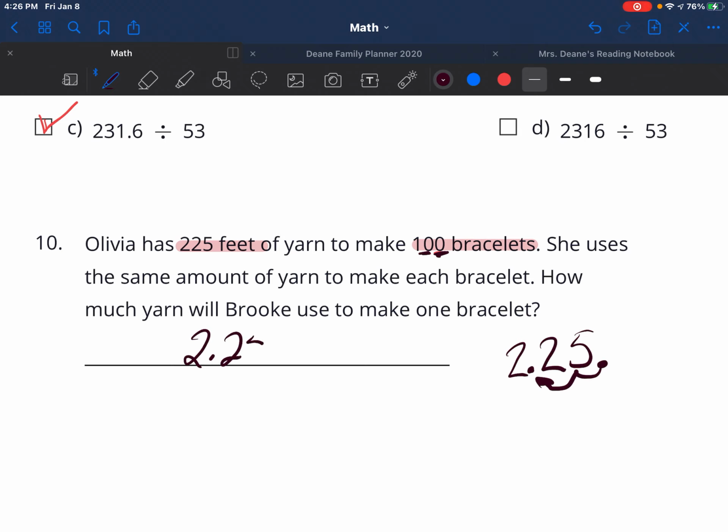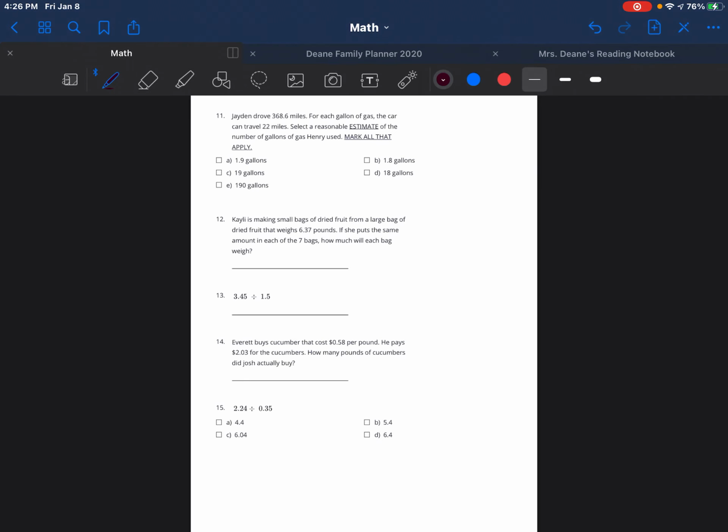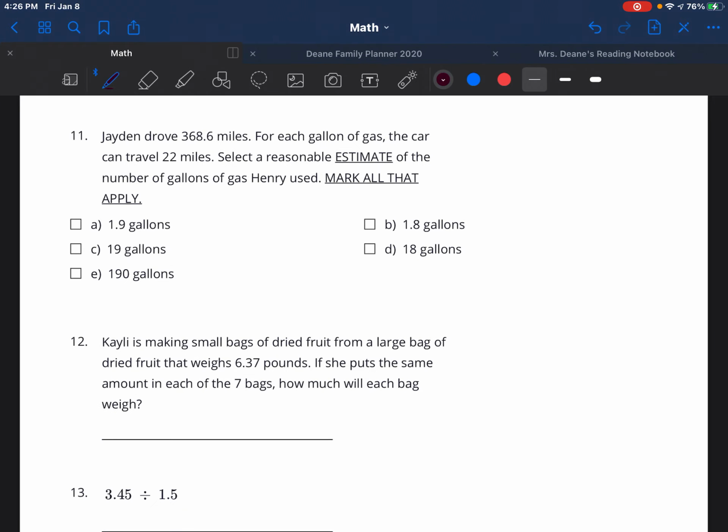So I have 2.25 feet to make each bracelet. It's a lot of yarn. And again, no showing work for that one because it's just moving your decimal. And we move on to the last couple problems. So this one is an estimation problem. I don't have you turning in your work for this one either because a lot of you are pretty good at doing these in your head.